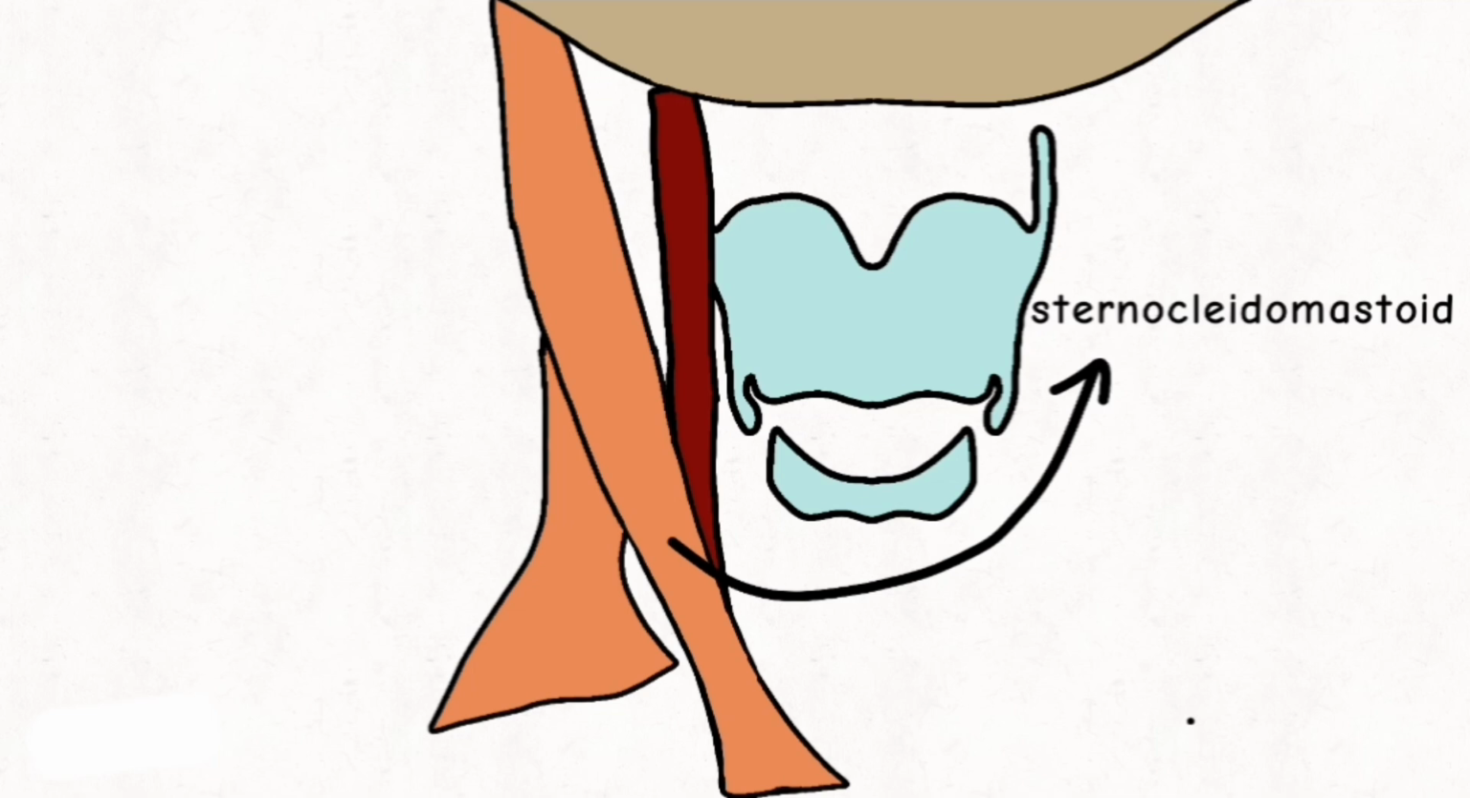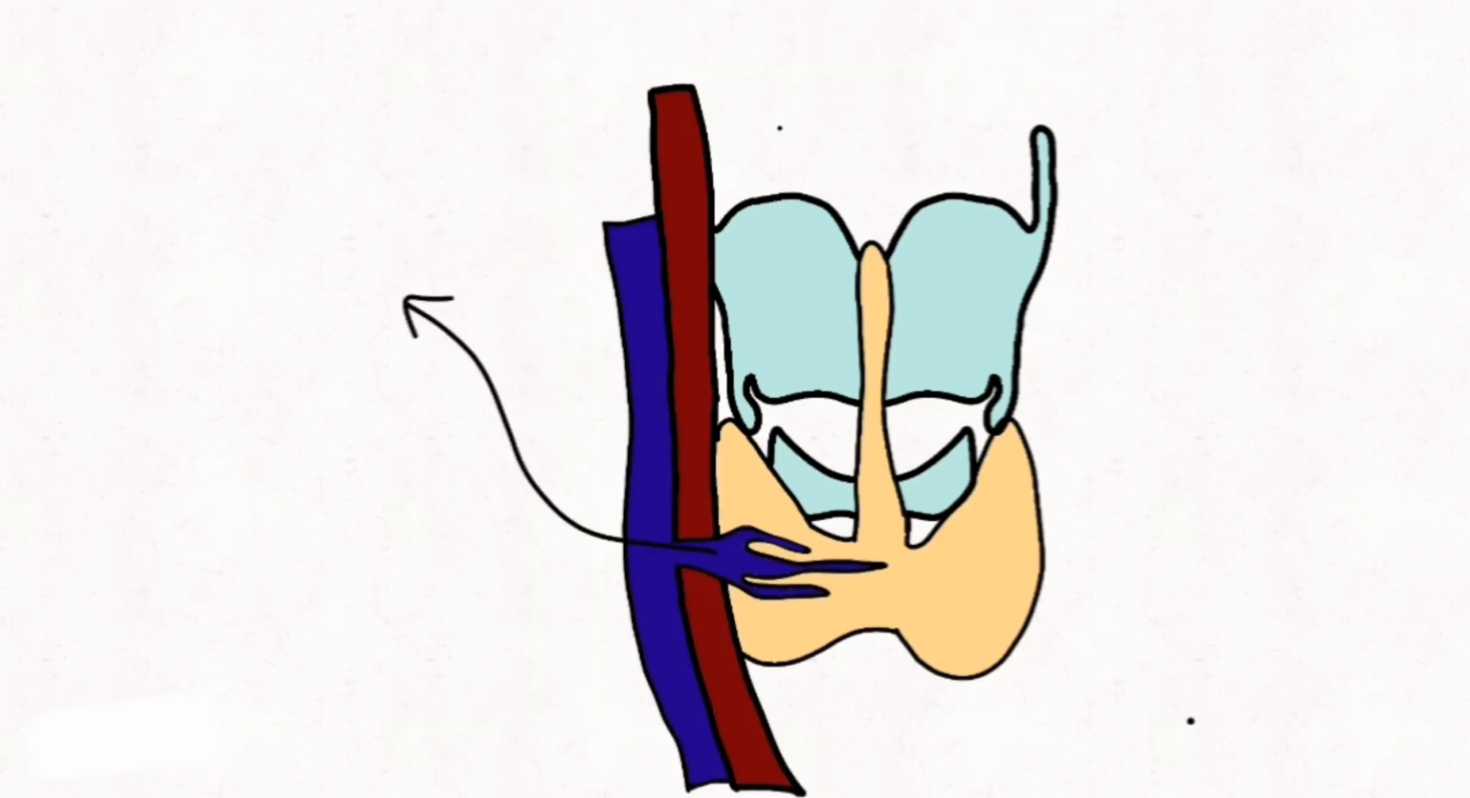Sternocleidomastoid is also present anteriorly. Middle thyroid vein arises from the lateral surface of the thyroid gland. It travels laterally towards the internal jugular vein.